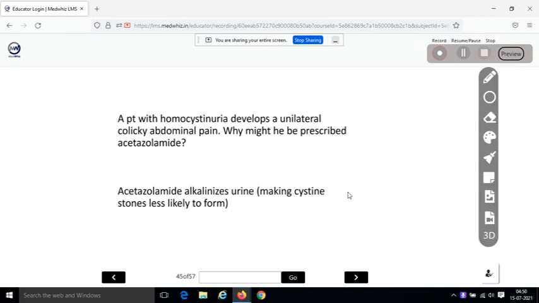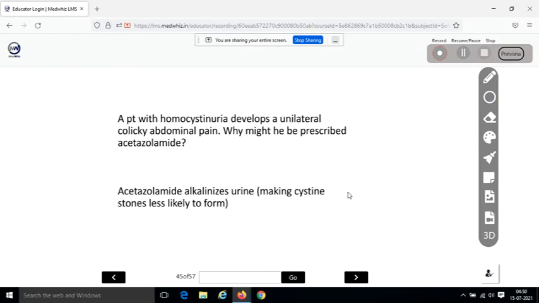Now, the second case is a patient with homocystinuria who develops unilateral colicky abdominal pain. Why might we prescribe acetazolamide? As you know, acetazolamide causes alkalinization of urine, and cystine stones are likely to form in acidic urine.